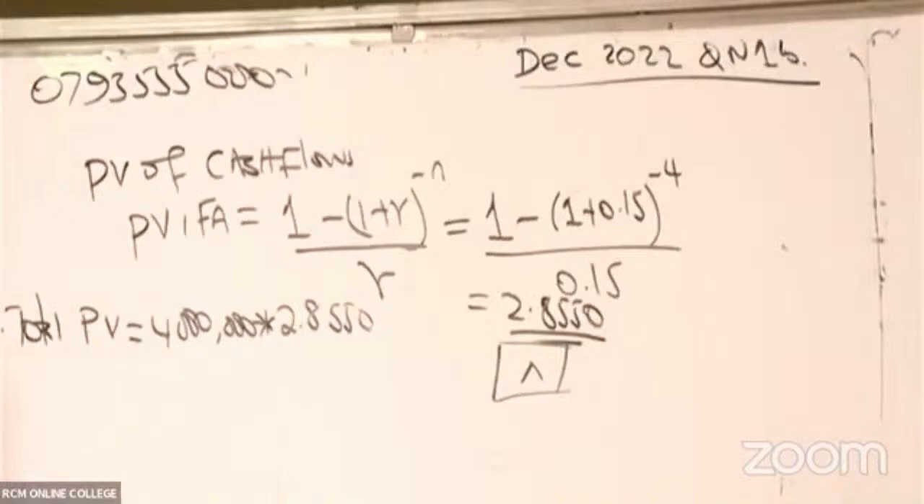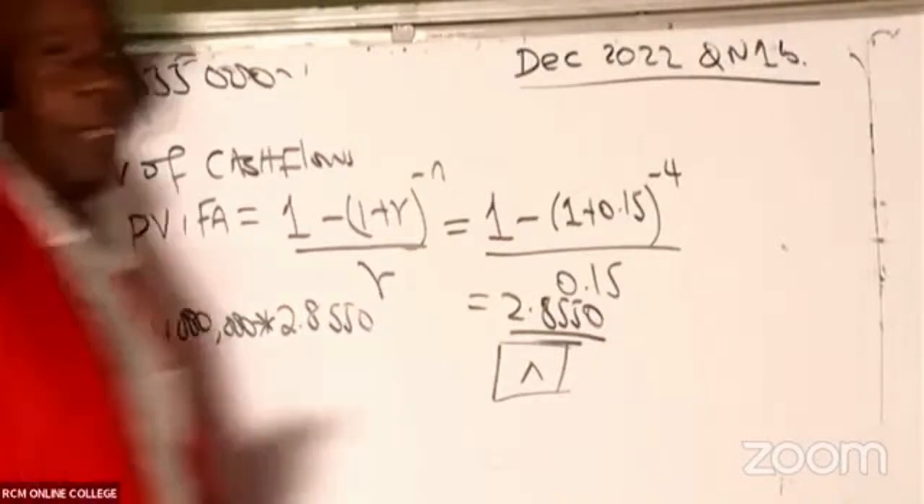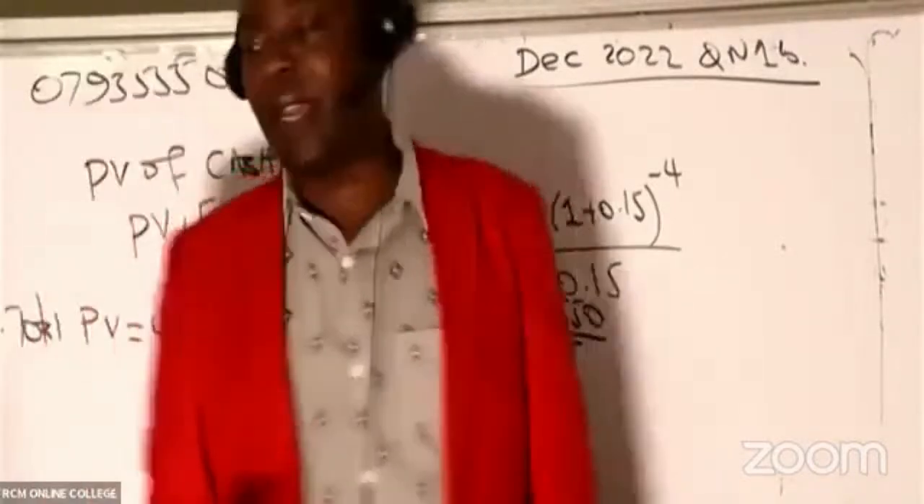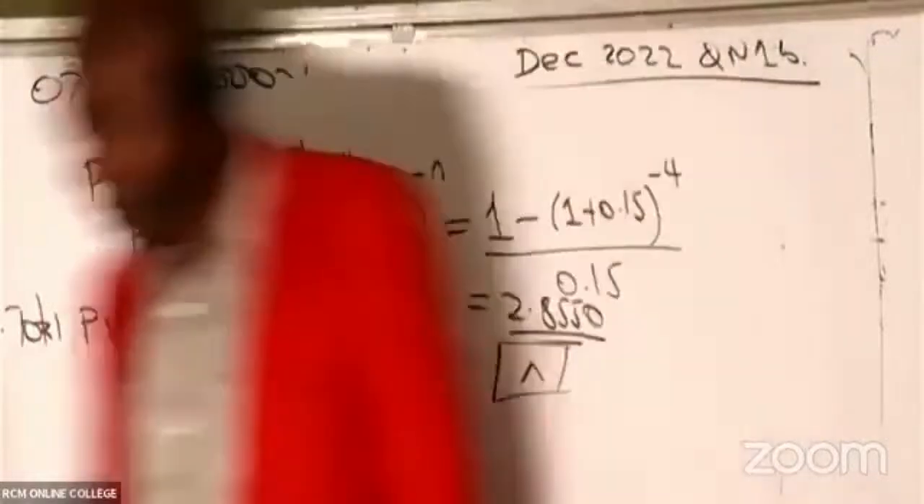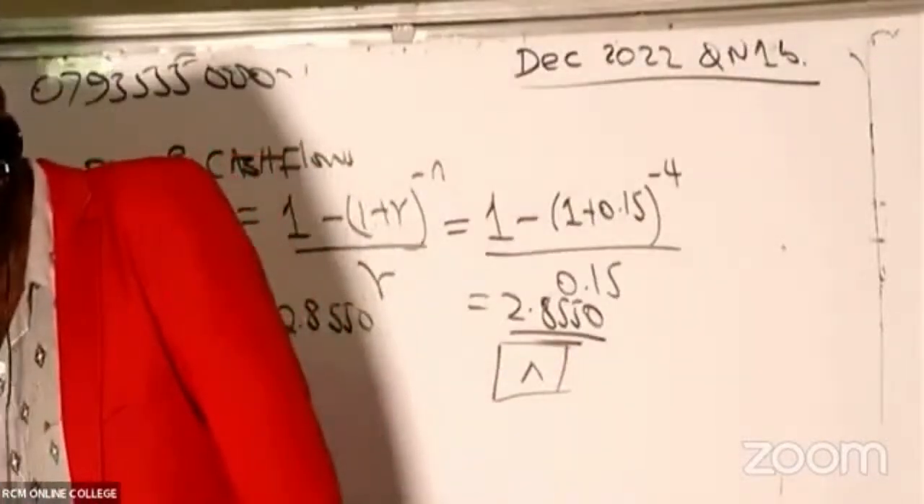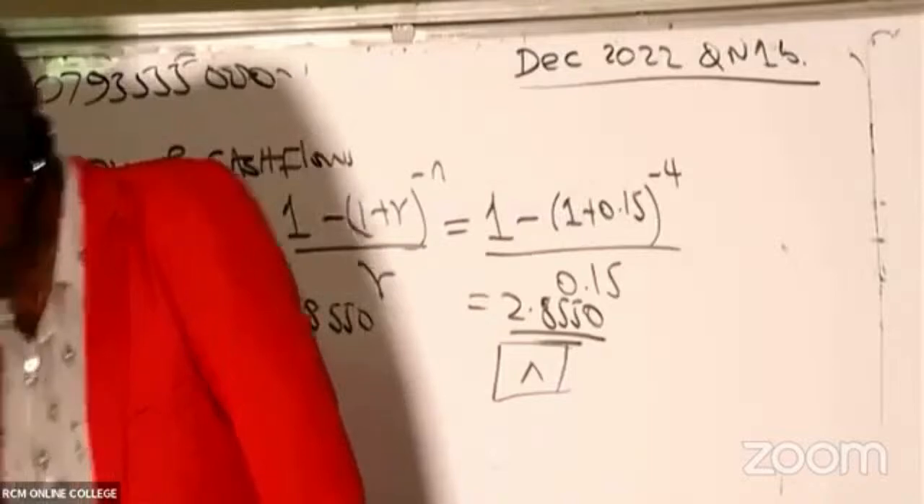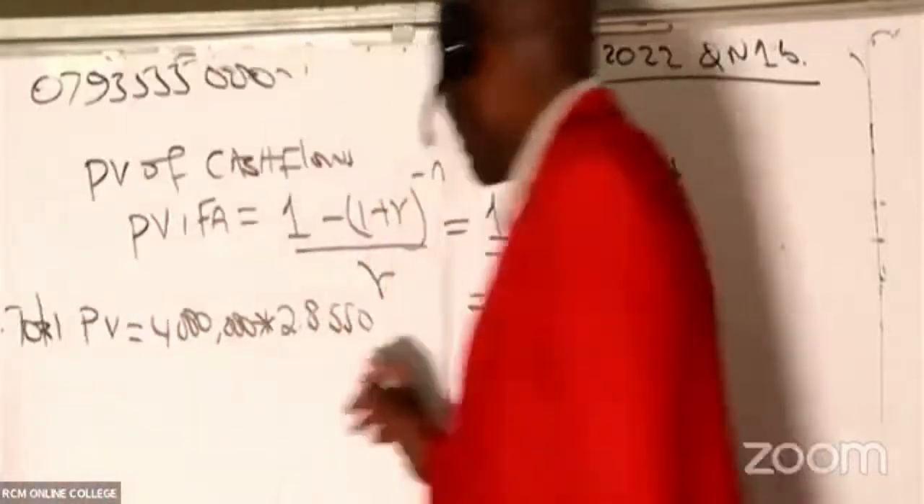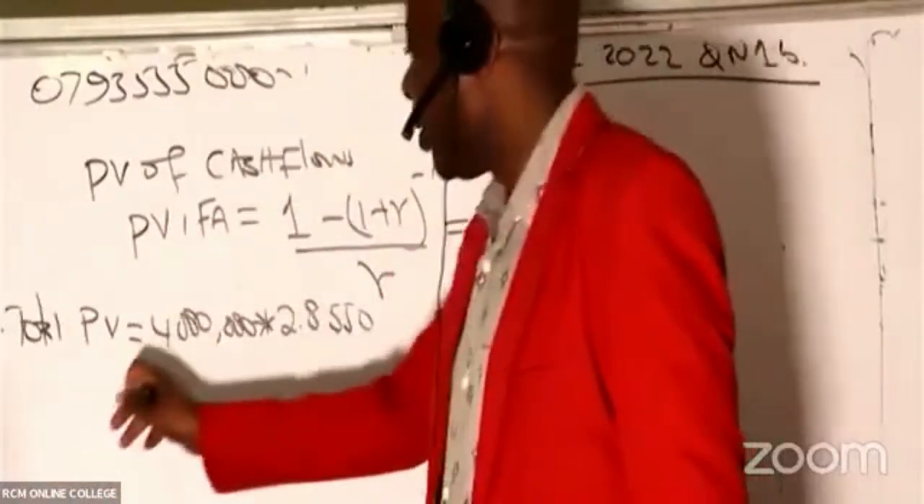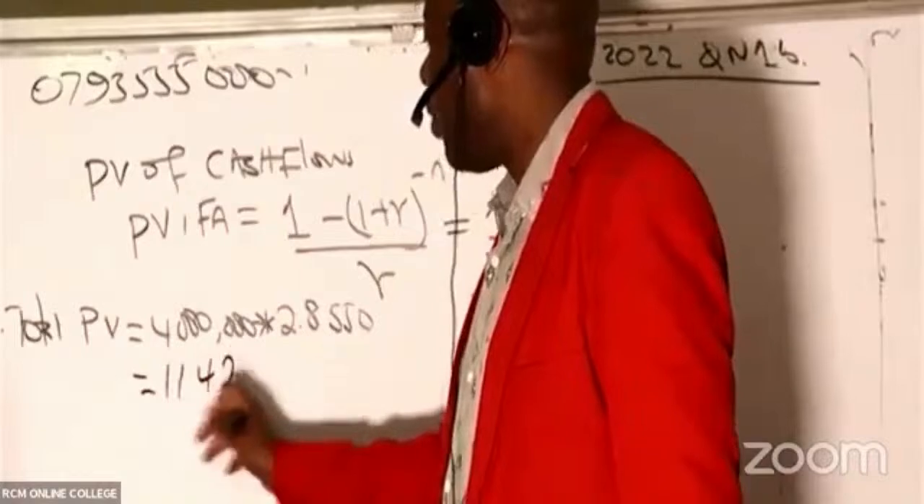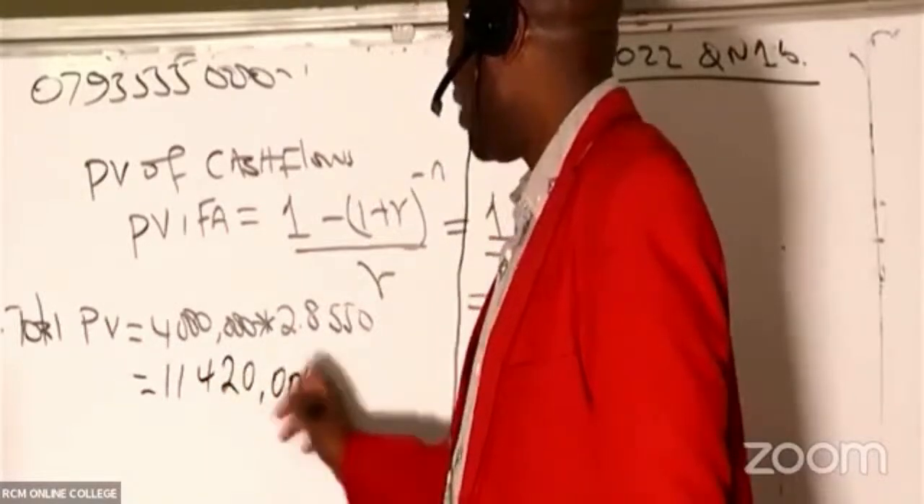Give me the answer. So what do we have at the end of the day? According to Dorothy, it is 11,420,000.